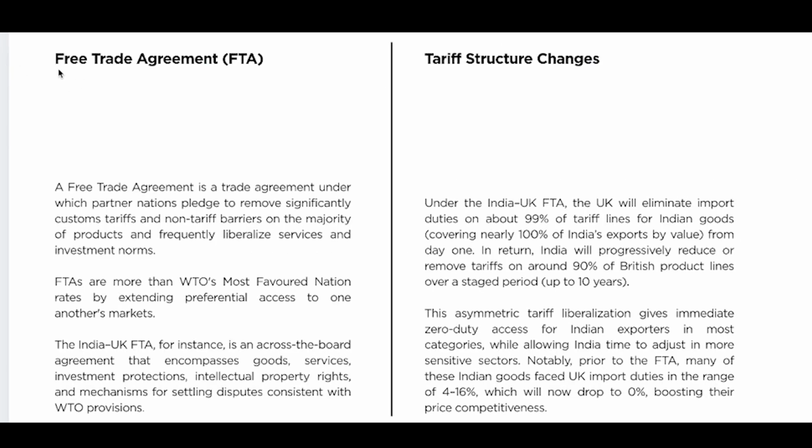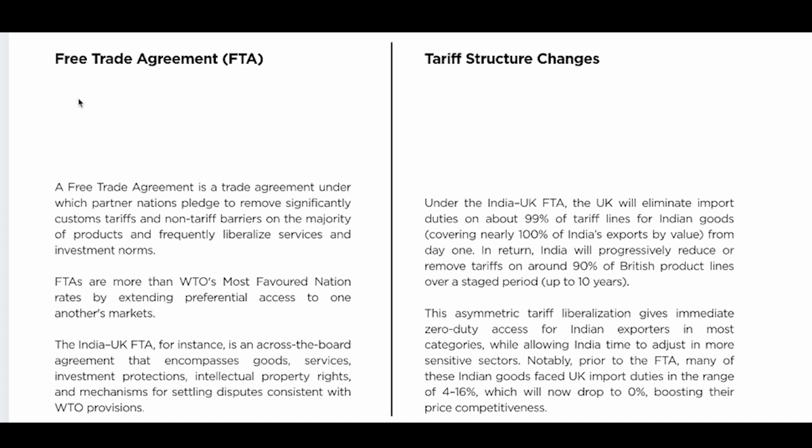Let's start by understanding a free trade agreement. It is an agreement between two or more nations. Yes, you heard it right. In this particular case, it would be just between India and UK, but it can be between n number of countries. For example, a regional free trade agreement between multiple countries.